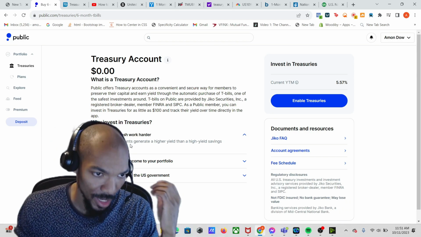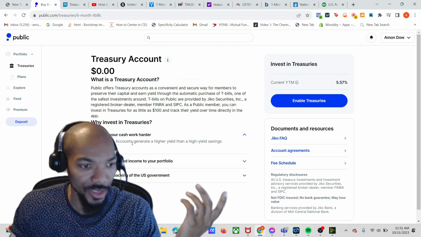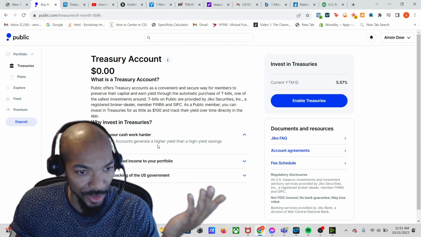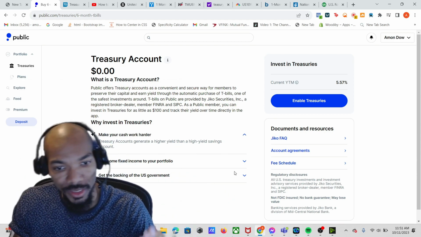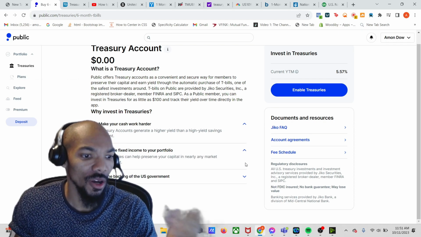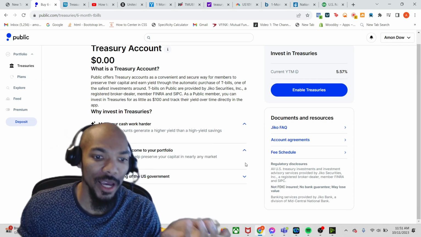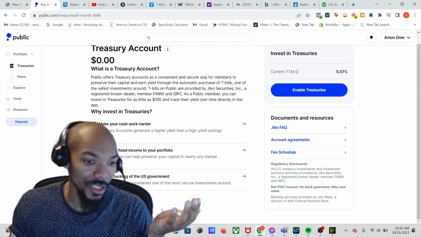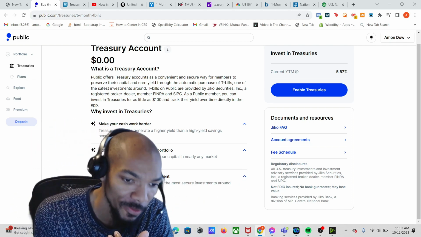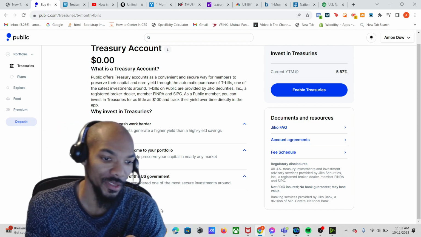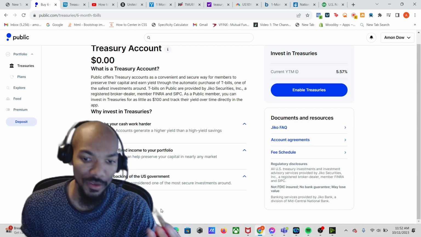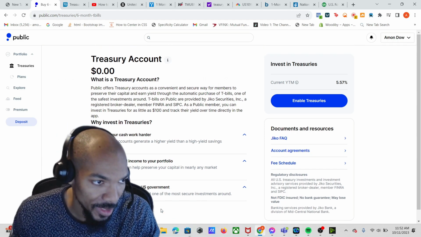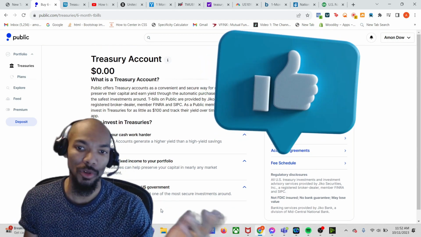Each treasury note is $100. It says treasury notes generally offer a higher yield than high yield savings. Treasury notes can help preserve your capital in nearly any market environment, and of course it's one of the safest investments you can come up with, since it's backed by the federal government, and we know the federal government can always print more money.